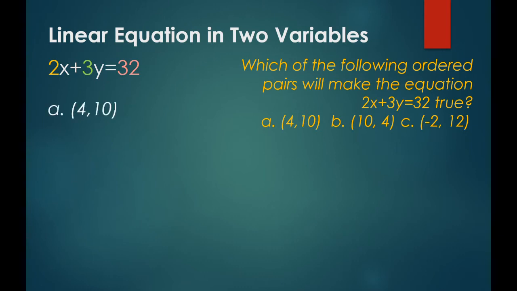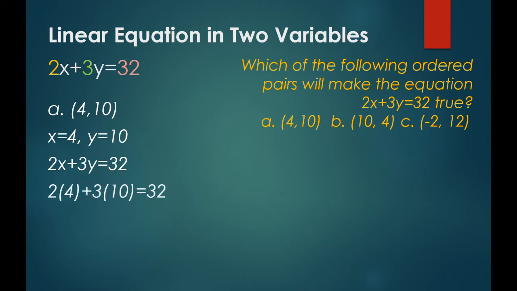4, 10. Alin dyan ang x-coordinate? Ang x-coordinate dyan ay 4. Ang y-coordinate ay 10. We will substitute those values doon sa ating equation na 2x plus 3y equals 32. Yung x papalitan natin ng 4. Ang y ay papalitan ng 10. So, it became 2 times 4 plus 3 times 10 equals 32.